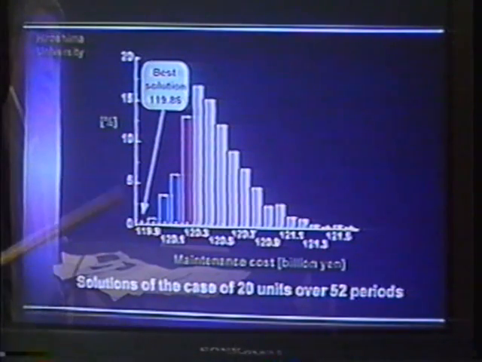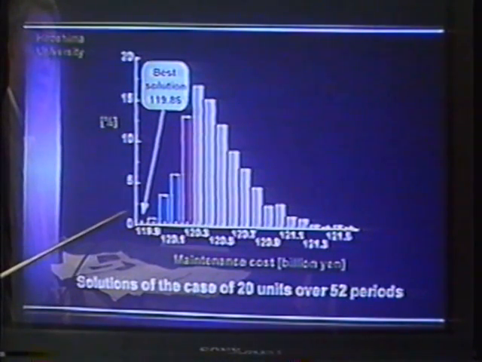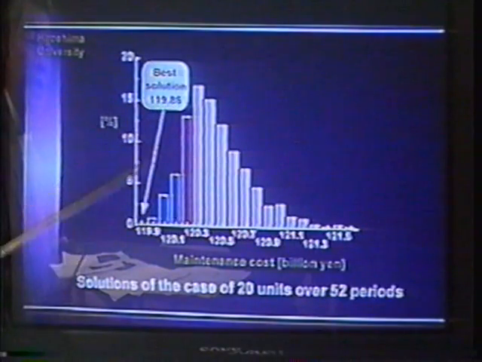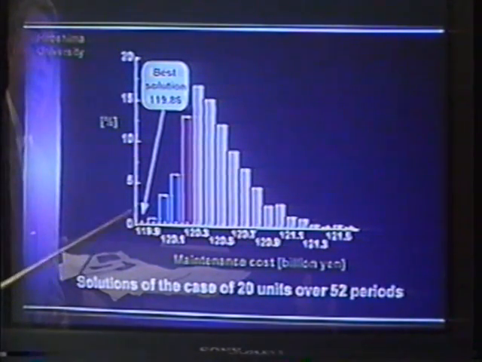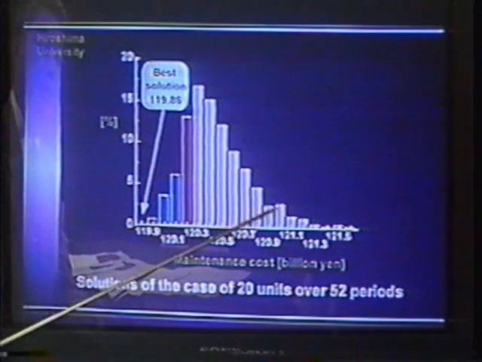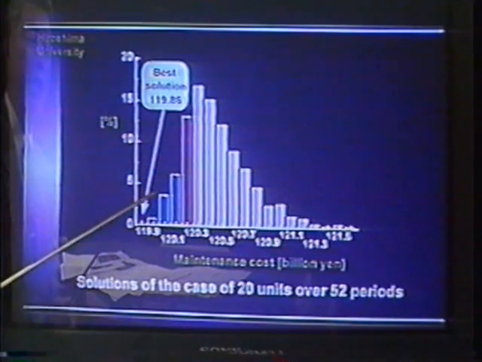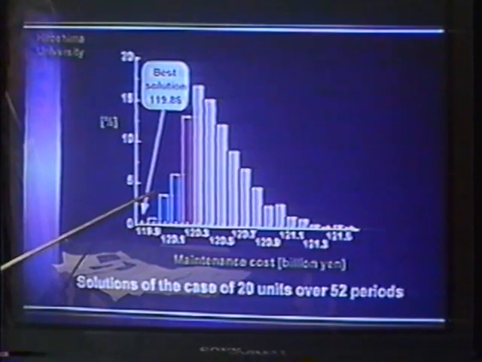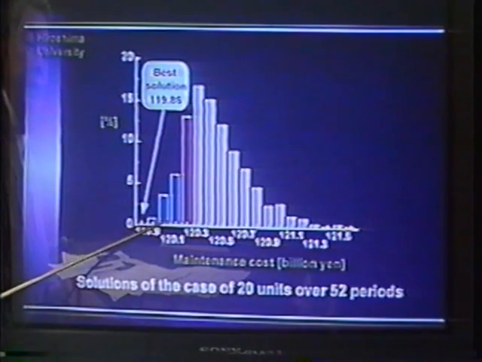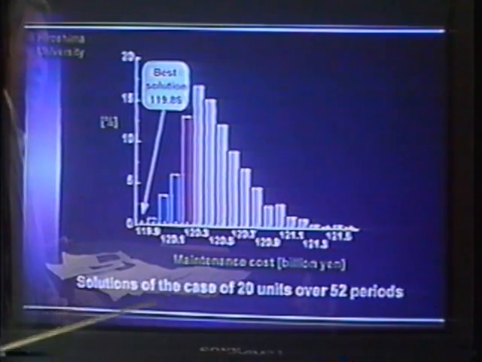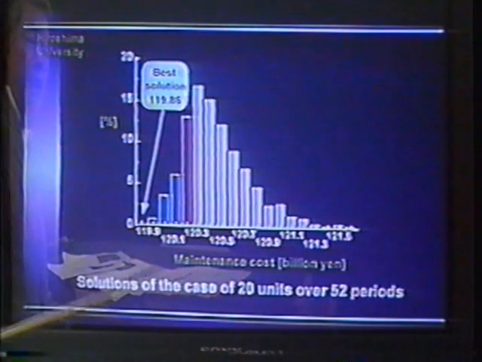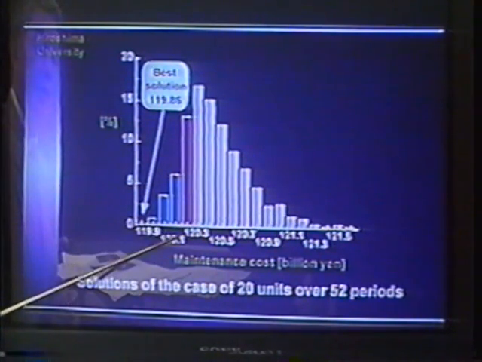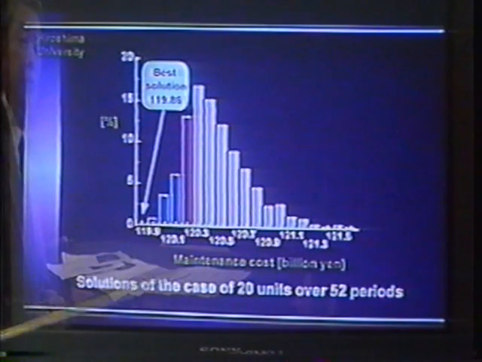And at the same time, we obtain the exact optimum solution by the branch and bound method. This is 119.86 billion yen. And this is the histogram that shows the distribution of the solutions, 100 solutions of neural nets. And this is the best one, and the next best is around 4%. The next best is 7% or 8%. And this is a very good solution, and including this, we say these solutions are suboptimal solutions.